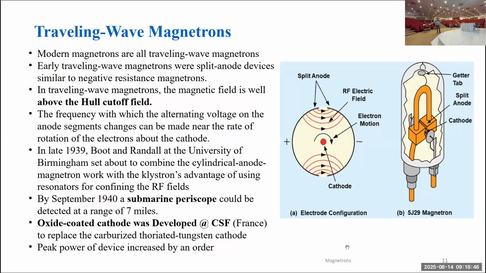Then electrons will hit the anode, and all the RF power, the potential energy, will be converted into heat energy, a dissipation of energy. But here it is operated above the Hull cutoff field, but the field is alternating. Means your voltage is alternating, which does not allow the electron to hit the anode.